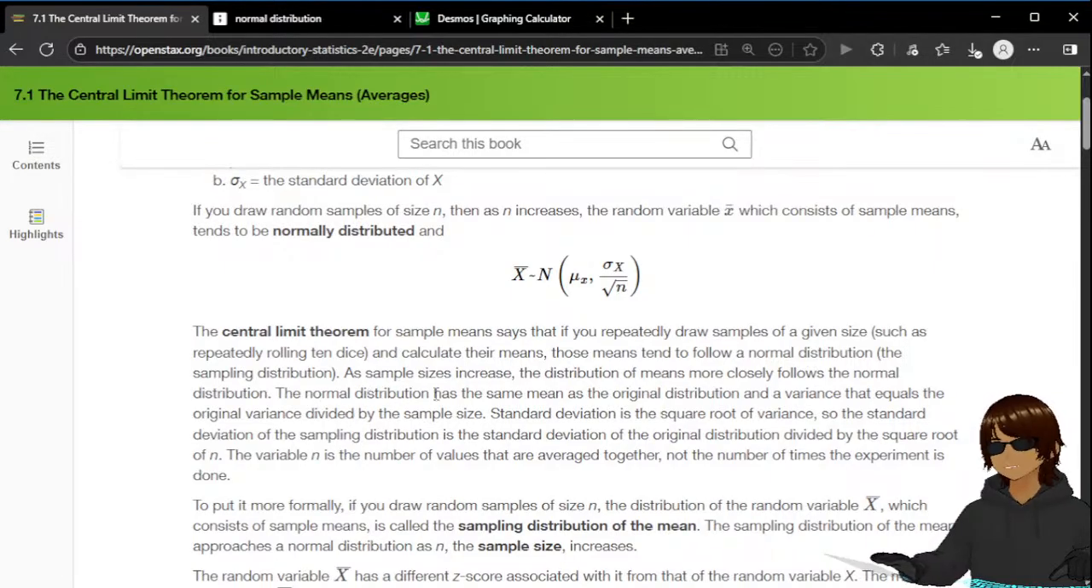The normal distribution has the same mean as the original distribution and a variance that equals the original variance divided by the sample size. Standard deviation is the square root of variance. So the standard deviation of the sampling distribution is the standard deviation of the original distribution divided by the square root of n. Okay, this makes sense.